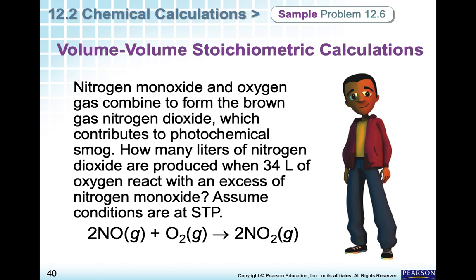Here's another example. Nitrogen monoxide and oxygen gas combine to form brown gas nitrogen dioxide, which contributes to photochemical smog. How many liters of nitrogen dioxide are produced when 34 liters of oxygen react with an excess of nitrogen monoxide? Assume conditions are at STP. You notice they're saying you're not worried about how much oxygen you have, you have plenty. And so we're only interested in the relationship between NO and NO2.